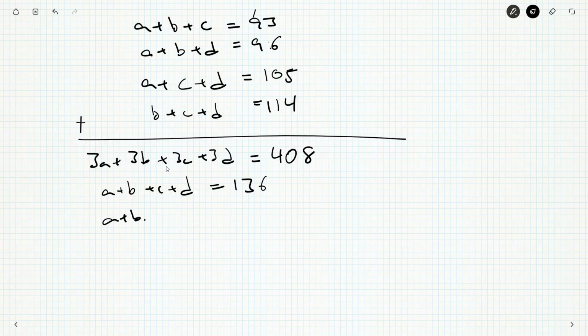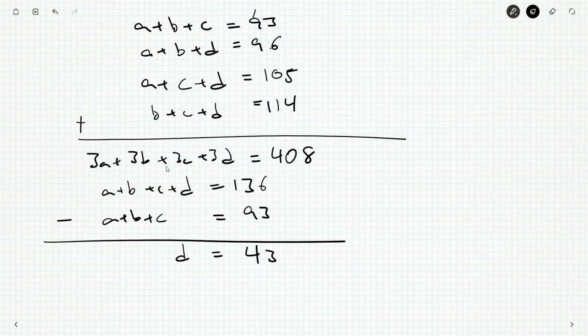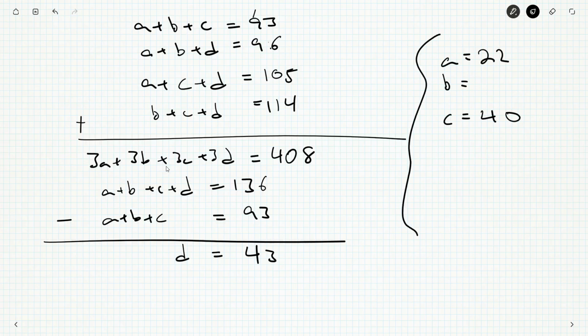And now if I just want D, I subtract. And I know a plus b plus c has got to be 93. So that leaves me with D, and then we can subtract 3 and 4. D is 43. Okay, we can do the same sort of thing, subtract b plus c plus d, and just really quickly on the side, we can get things like a is going to be 22. And knowing those two, we could then get a plus b plus d. Or we could, again, subtract 96 from here, and get c is 40.